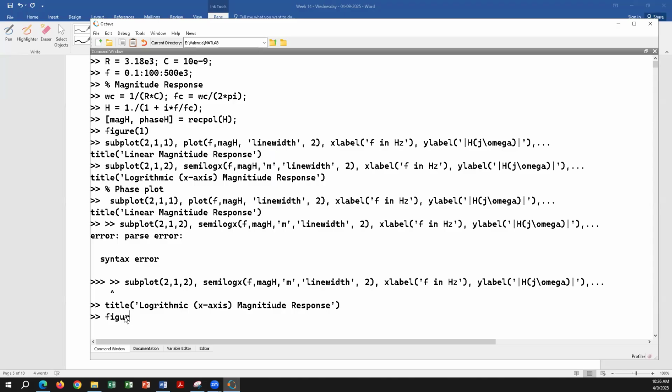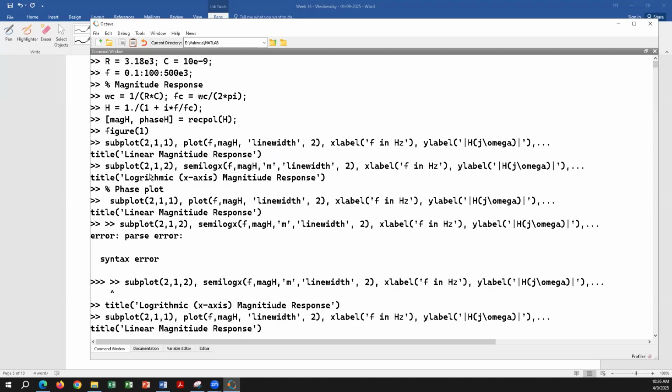Well, I deleted that figure, so it doesn't really matter. So I'm just gonna go with this, and this is gonna change to angle or phase of H.